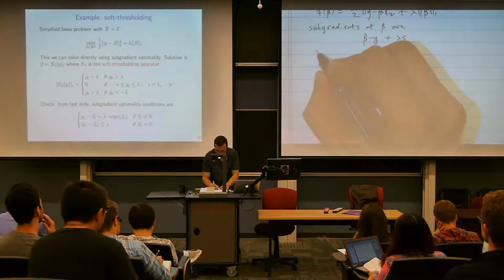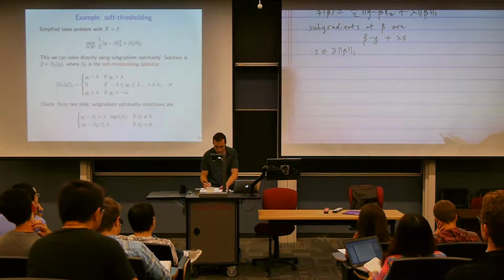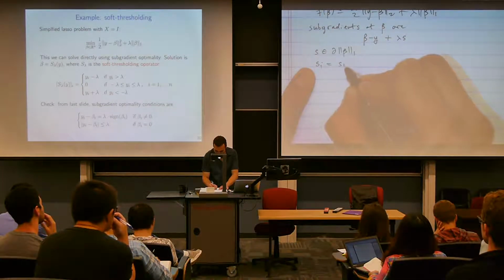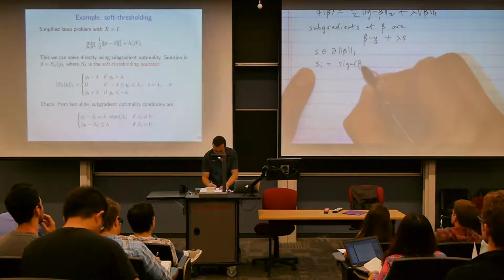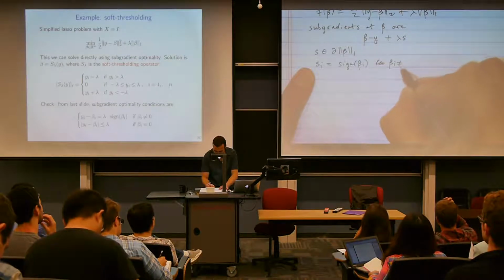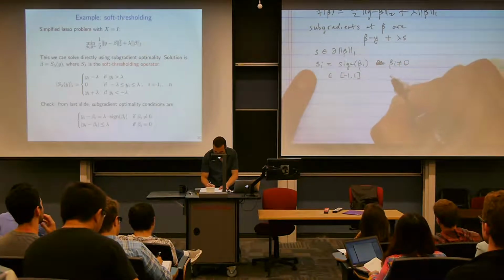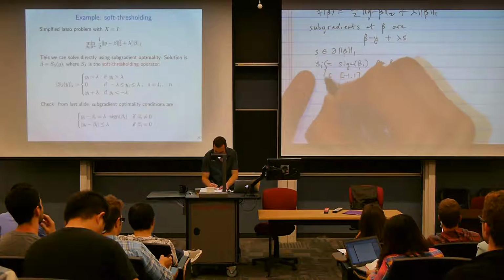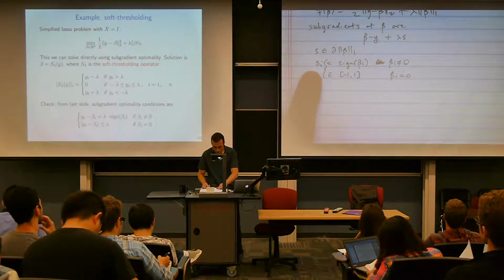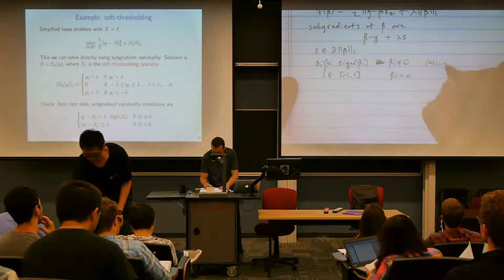So where S is, let's say, an element of the subdifferential of the 1 norm of beta, which means that, recall, we have Si equal to the sign of beta I if beta I is not equal to 0. And otherwise it's anything in between minus 1 and 1 if beta I is equal to 0. So this is a subgradient of the L1 norm at beta. This is true for all I going from 1 through n.